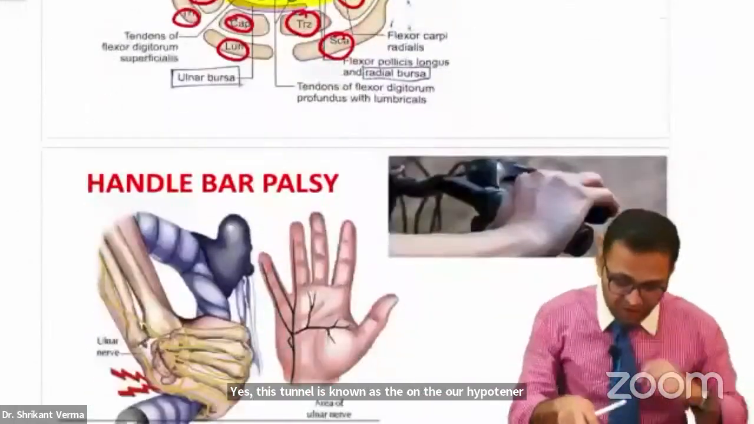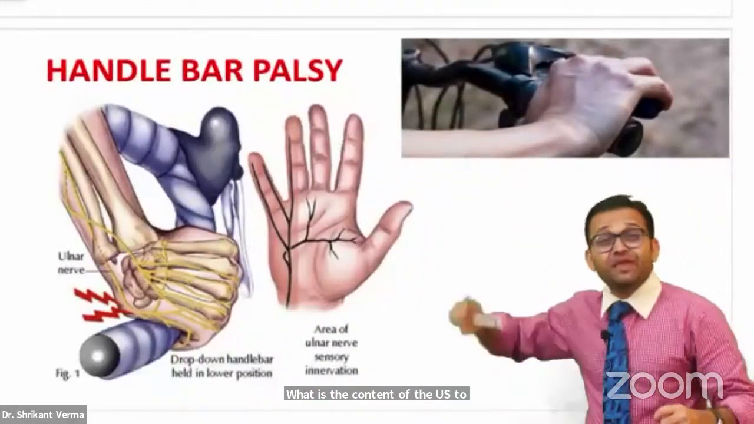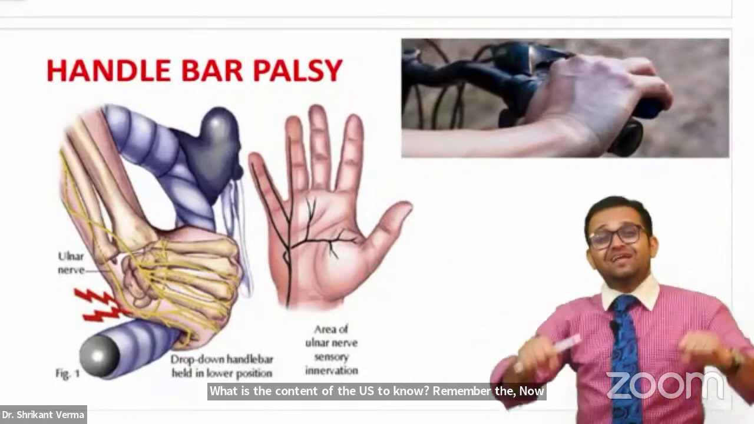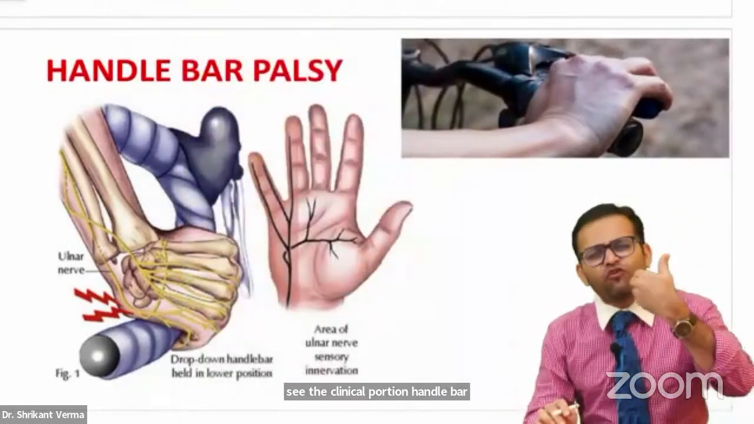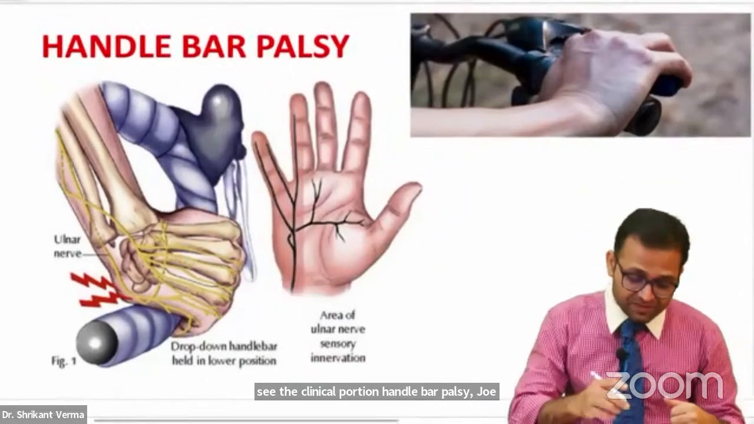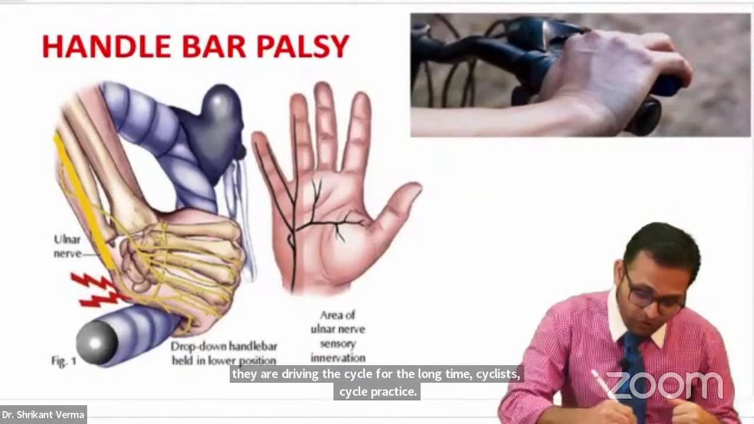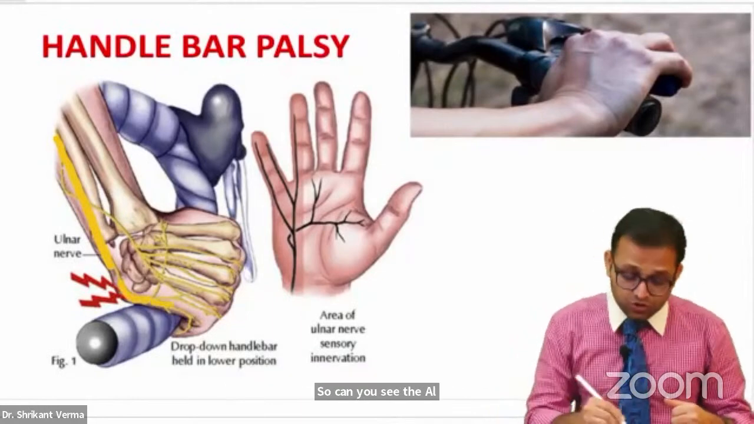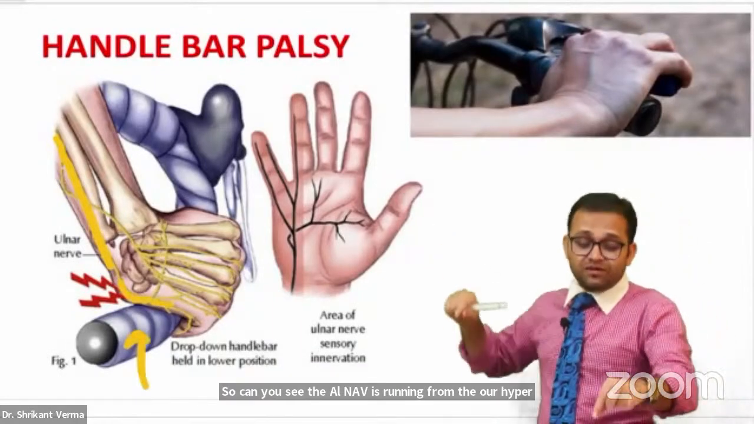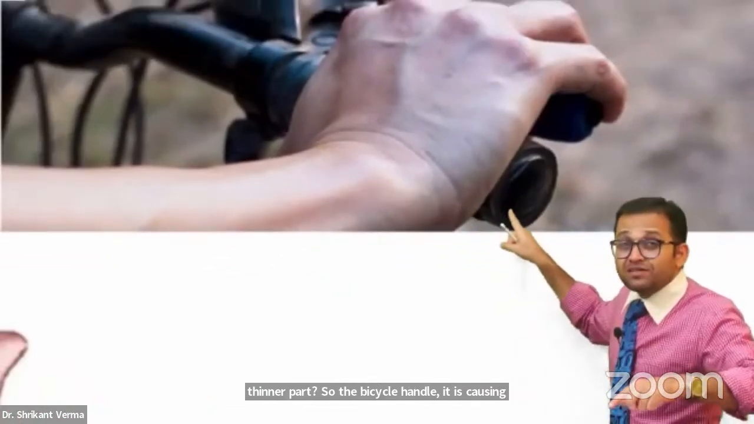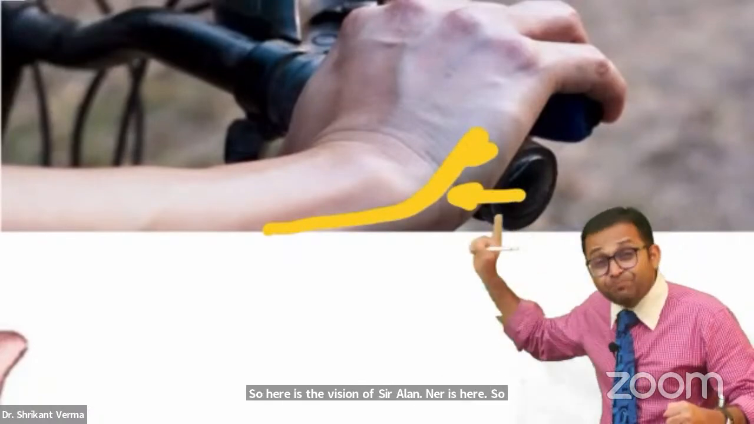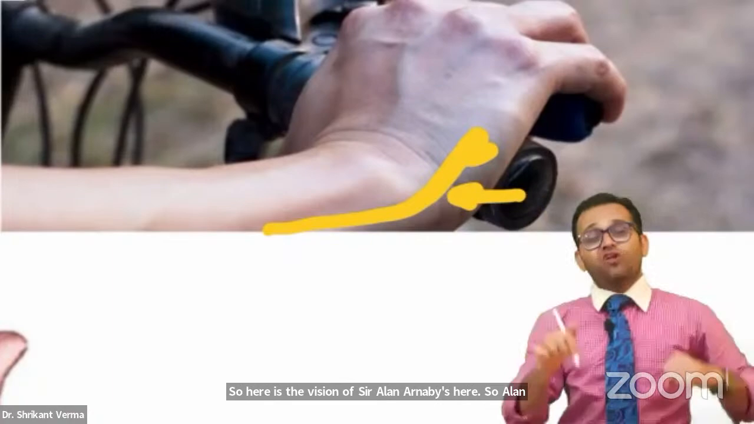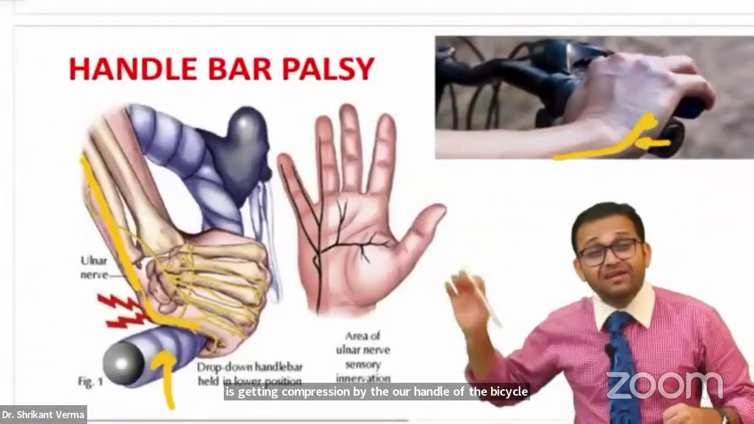Now see the clinical portion: handlebar palsy. Those who ride bicycles, preparing for an Olympic match, are driving the bicycle for a long time, practicing. Can you see the ulnar nerve is running through the hypothenar part? The bicycle handle is causing compression. Can you see the hypothenar part? It is getting compressed by the handlebar of the bicycle. Which nerve is here, sir? The ulnar nerve is getting compressed by the handle of the bicycle. So this is our handlebar palsy.